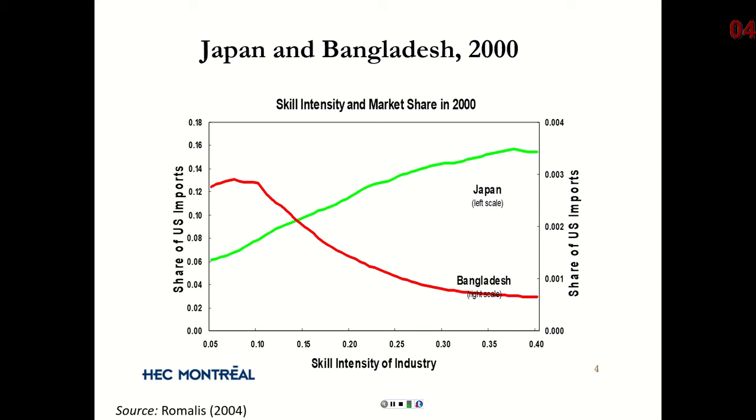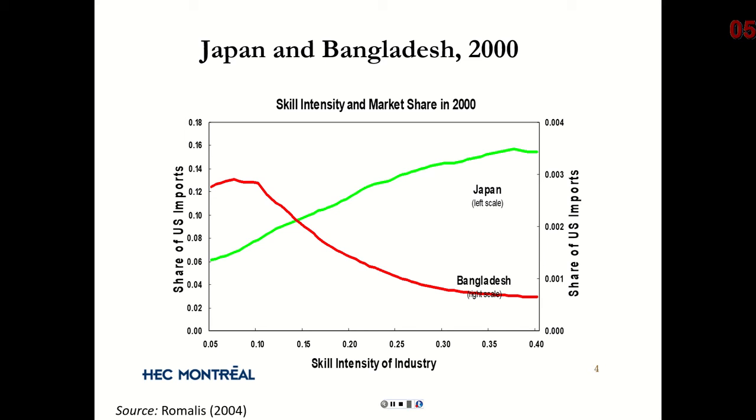And on the y-axis, you have the share of US imports from Japan and Bangladesh. And what this model shows, very much in line with Heckscher-Ohlin, is that Bangladesh, which is a labor abundant country, has a relatively higher share in the industries to the left, which are these labor intensive industries. But then the share goes down as you go to the more skill intensive industries. And you see the opposite pattern for Japan. So this is really Heckscher-Ohlin in action.